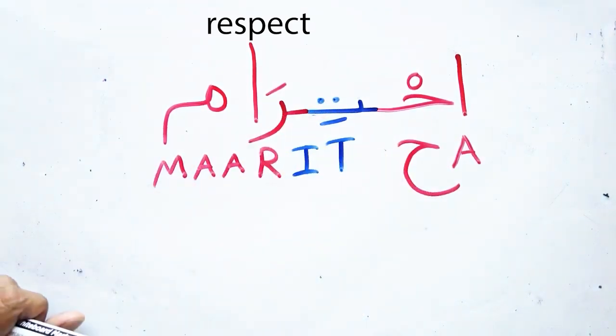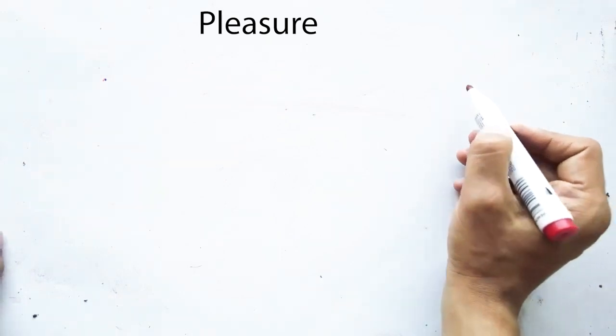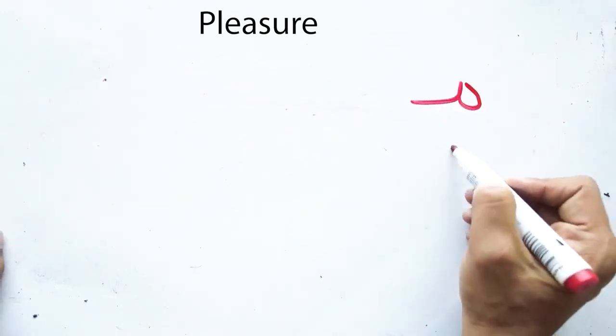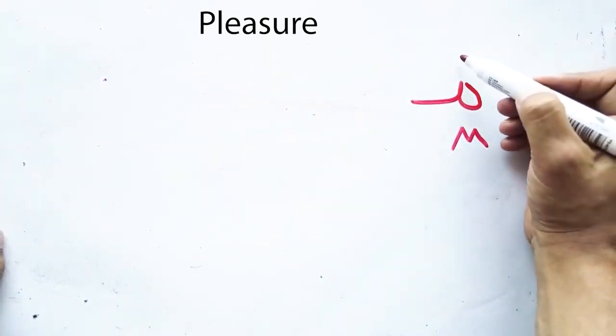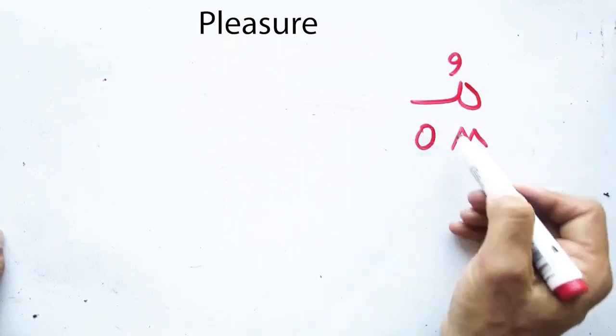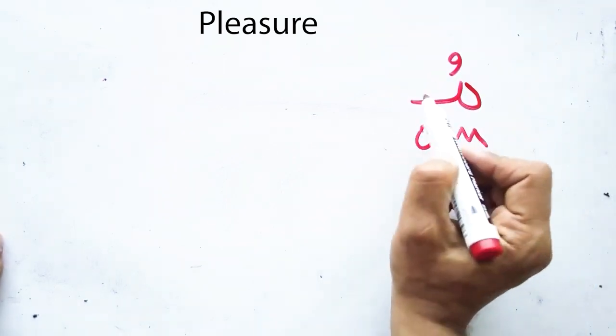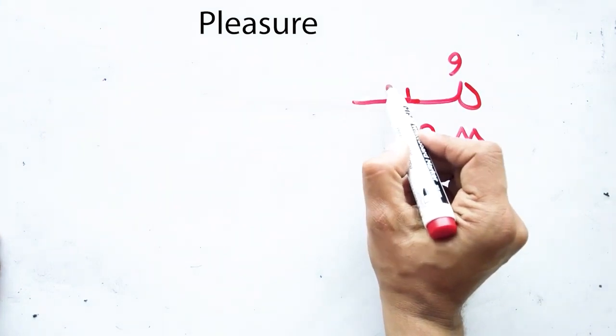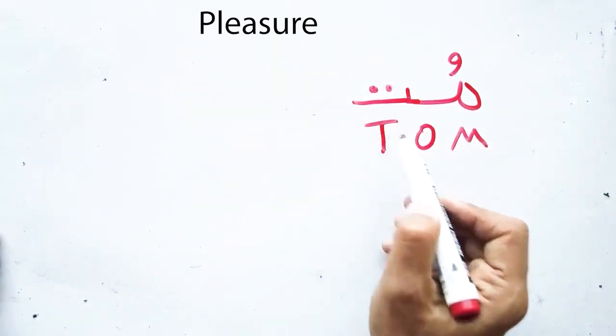احترام. متعة. م, the sound of M. Mu. This mark on the top sounds like o. Mu. Mut. The sound of t.